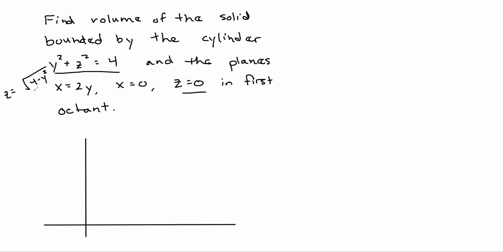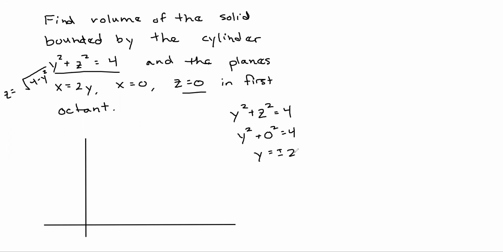Once you've figured out that this is the top and this is the bottom, your next step needs to be: does my top intersect with my bottom? If it does, then that could form part of the base. So how do you figure that out? Well, you can just take z equals 0 and plug it in. If you plug in z equals 0, you're going to go from y squared plus z squared equals 4 to y squared plus 0 squared equals 4, or y equals plus or minus 2.